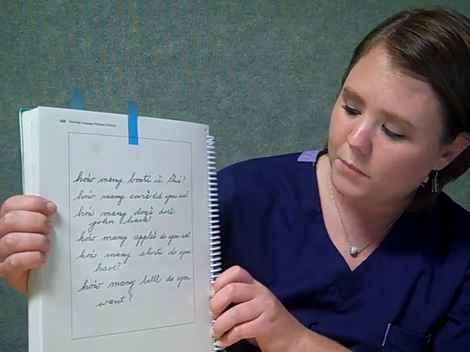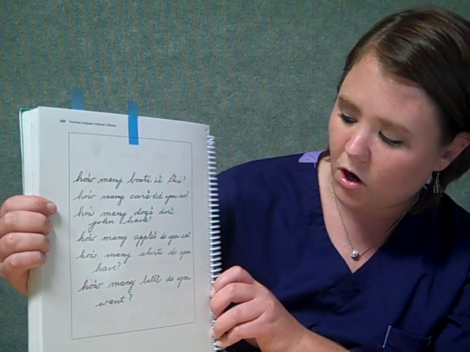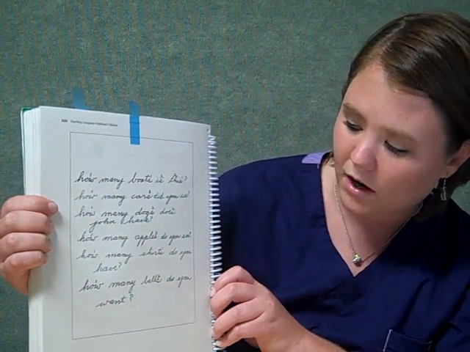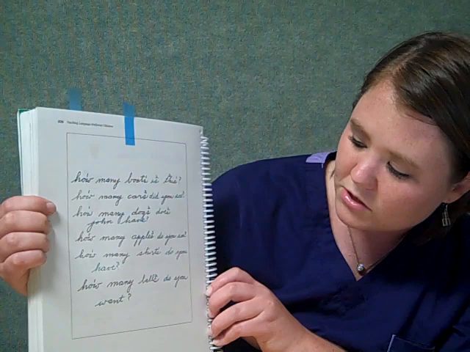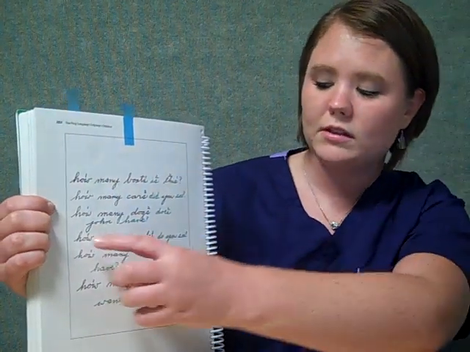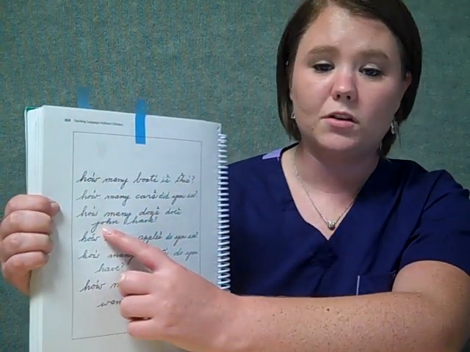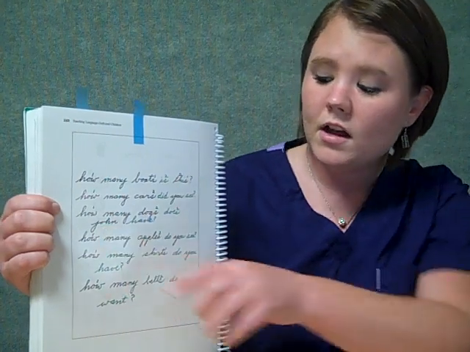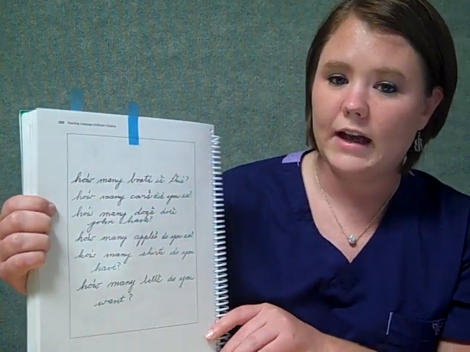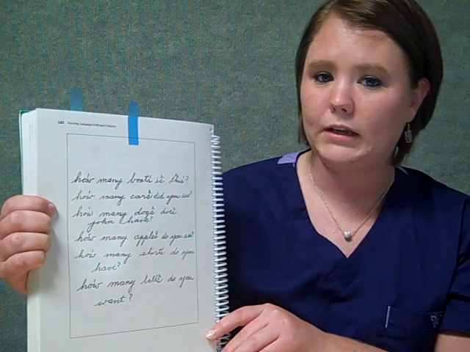How many boats is this? How many cars did you see? How many dogs does John have? This is an example. They don't use capital letters until they're taught later, so John as a proper name would be lowercase.